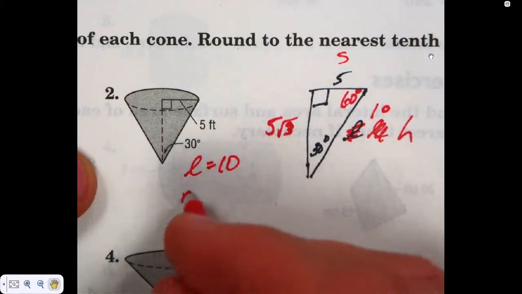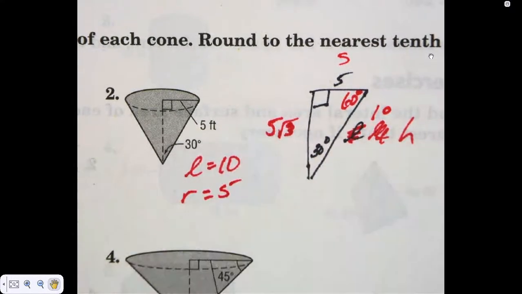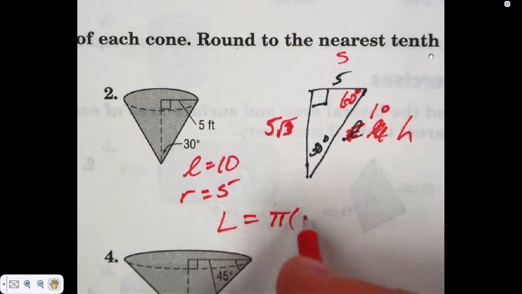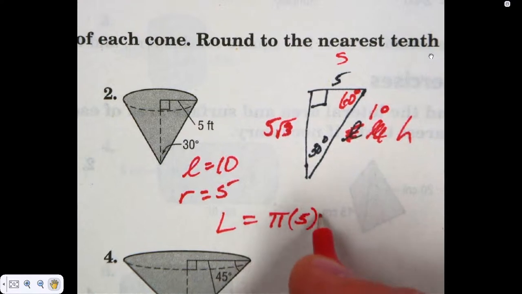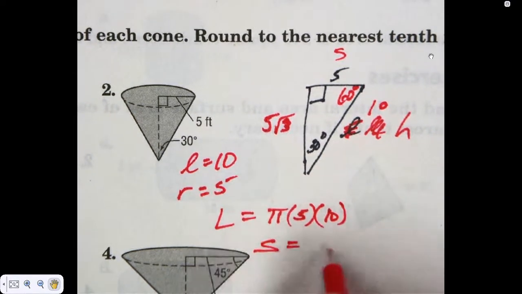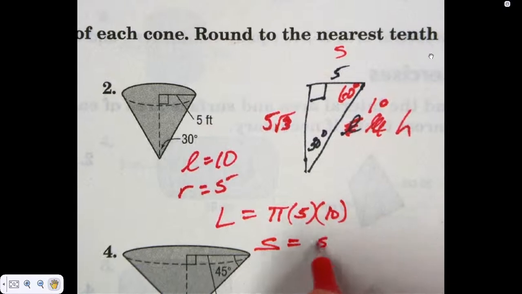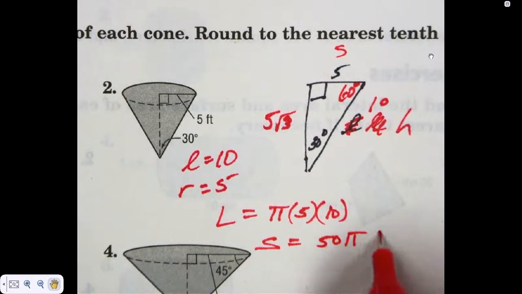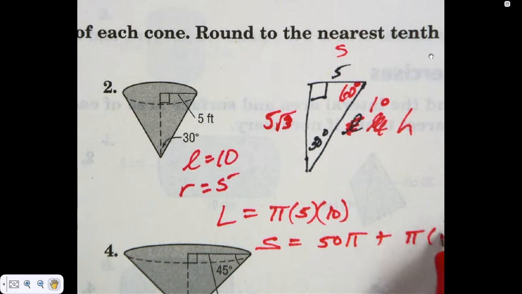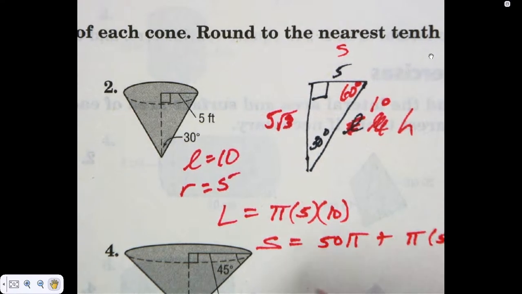and my radius is what? Isn't that all the things I need for the formula? Find the lateral area, it's what? Pi times R, which is 5, times L, which is 10. Find the surface area. It's basically 50 pi, the same thing, plus the area of the base, which is pi times R squared, which is 5 squared.